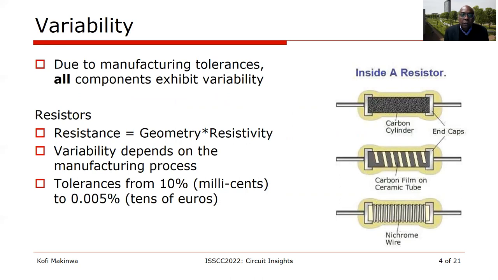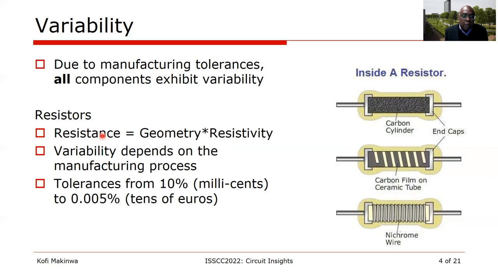Let's look at those components. First of all, you have to realize that all components will exhibit some degree of variability, because all components are manufactured in some kind of process, and all processes have a certain amount of manufacturing tolerances. So if you look at a resistor over here, you see there are different types of resistors. Some of them are basically a cylinder of carbon. Some of them have a carbon film, which has been carefully deposited on a ceramic tube. And some of them are even made by wrapping some wire around a mechanical former. But for all of these types of resistors, the general formula applies that the resistance is a function of the geometry of the resistor and its resistivity. Geometry is a function of how you make the resistor, and resistivity is about the material properties.